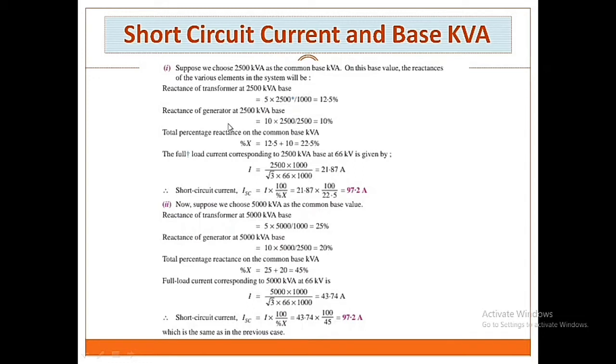Now determine the percentage reactance of the generator at base kVA. The percentage reactance of the generator at rated kVA is 10, and the rated kVA rating is 2500.